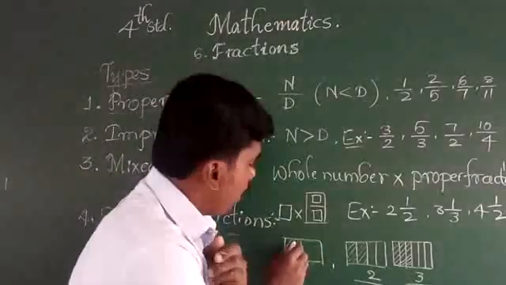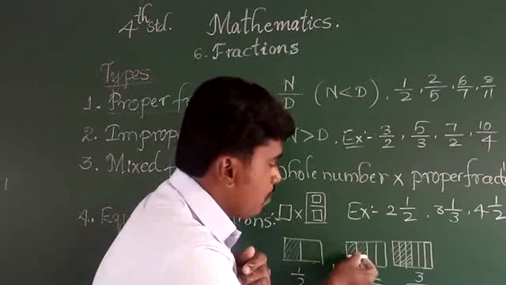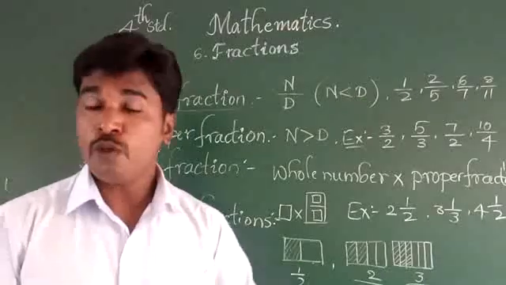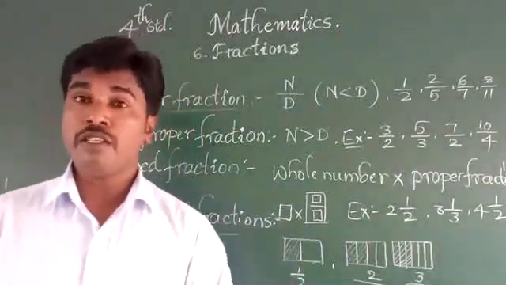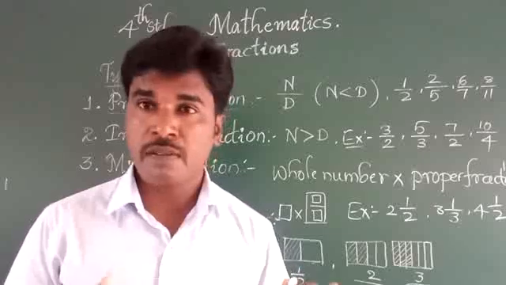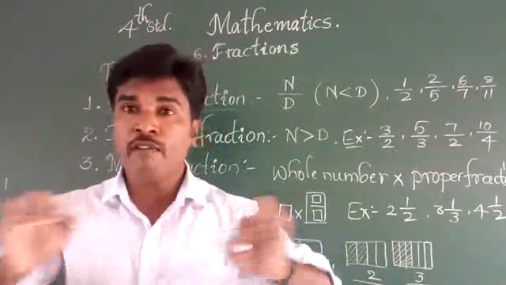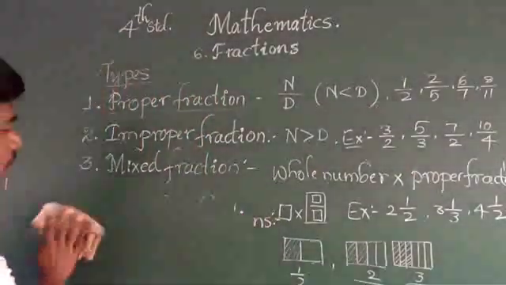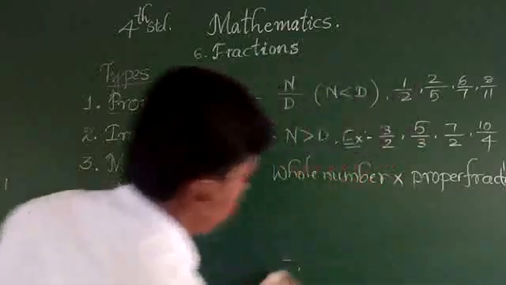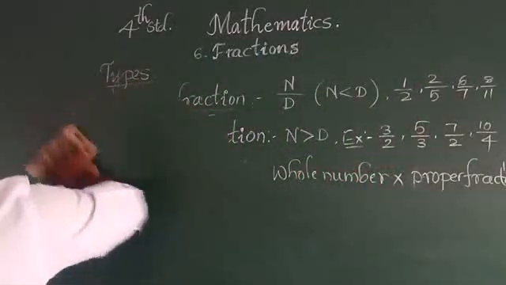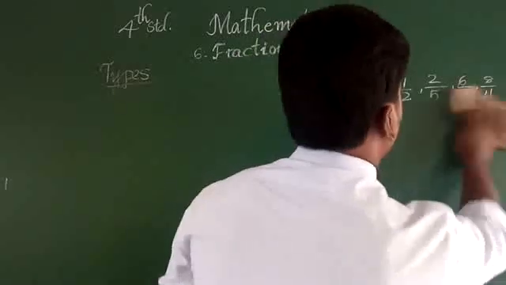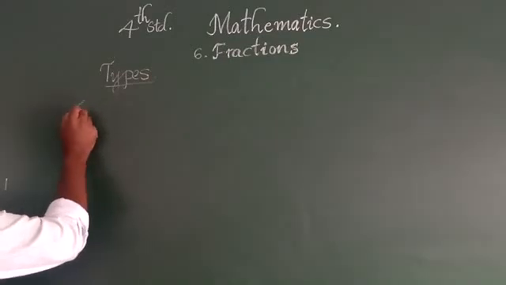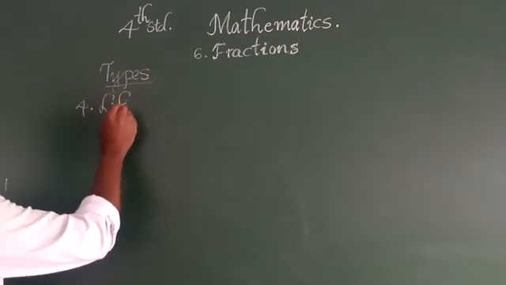So 1 by 2 of this part only, it has been made into 2 parts, again these parts only made into 3 parts. So it gives the same meaning. Such fractions are called equivalent fractions. Equivalent is nothing but equal. The values remain the same. So the next type is like fractions. Like and unlike fractions. So it is the fourth type, like fractions.